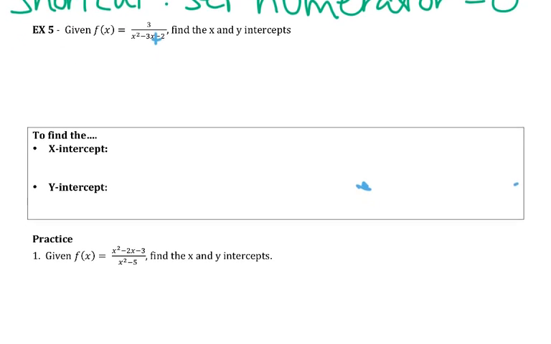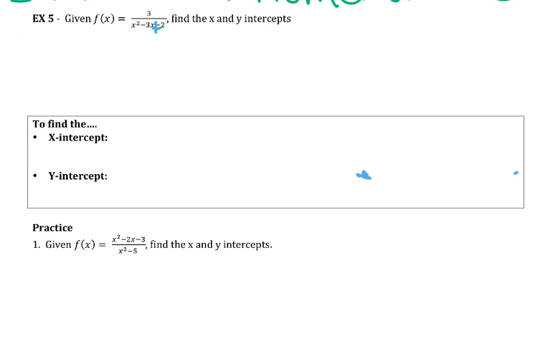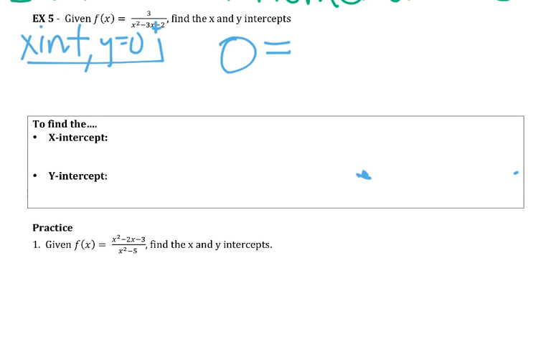Okay, on to our next example. X and y intercepts. Let's do the x-intercept first. And we're actually going to use the shortcut we just talked about. So we can set the numerator equal to 0. So 0 equals 3. Except, wait a second, 0 can't equal 3. So what does that mean for my x-intercept? It means there's no x-intercept. As simple as that.